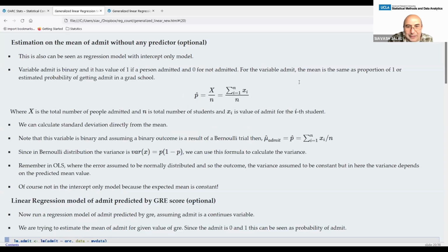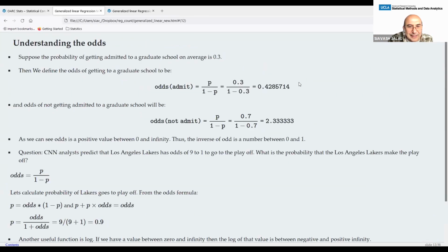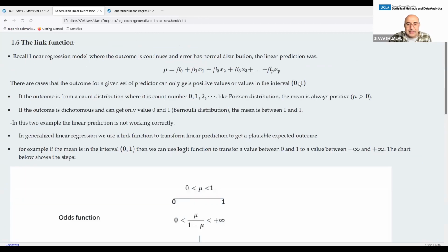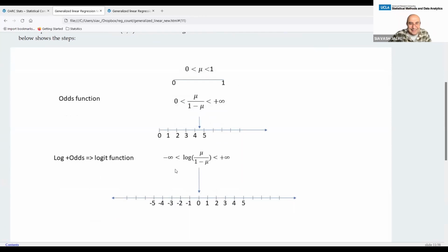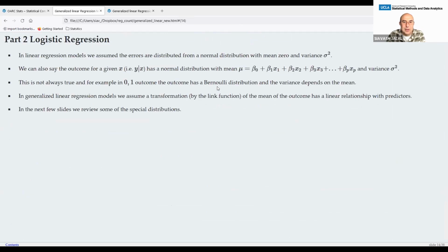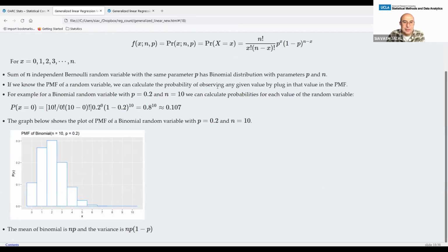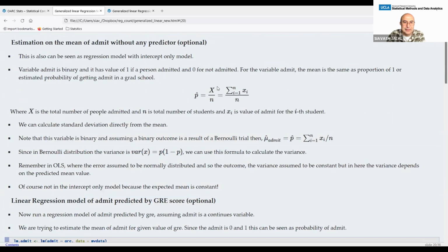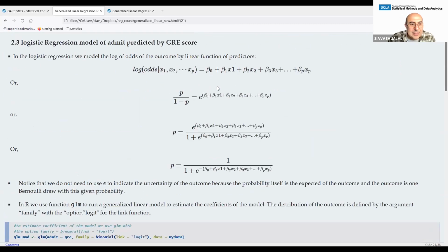Let's go back a little bit to that slide. Yeah, here. As you see here, this function takes a value between 0 and 1 and transfers it to a value between negative infinity and positive infinity. Now we can go back to the value between 0 and 1. So that's what we are doing here. We can rewrite that, exponentiate both sides.